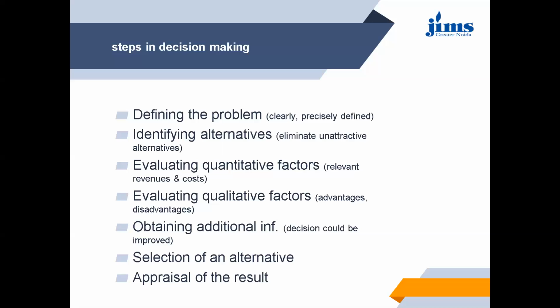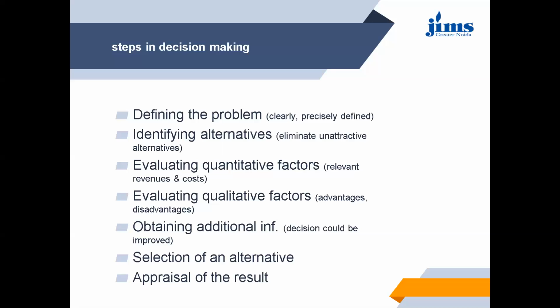Then, evaluating the qualitative factors. That means the pros and cons of each alternative have to be considered. Not only the quantitative factors, but also the qualitative factors. In the next step, some additional information can be obtained. If in the previous steps any information is missing, or any additional information can be obtained which can help in improving the decision, that can be obtained.